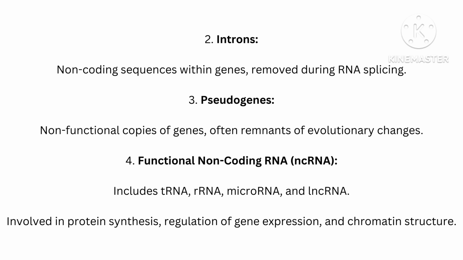2. Introns: non-coding sequences within genes, removed during RNA splicing. 3. Pseudogenes: non-functional copies of genes, often remnants of evolutionary changes. 4. Functional non-coding RNA, ncRNA, includes tRNA, rRNA, microRNA, and lncRNA. Involved in protein synthesis, regulation of gene expression, and chromatin structure.